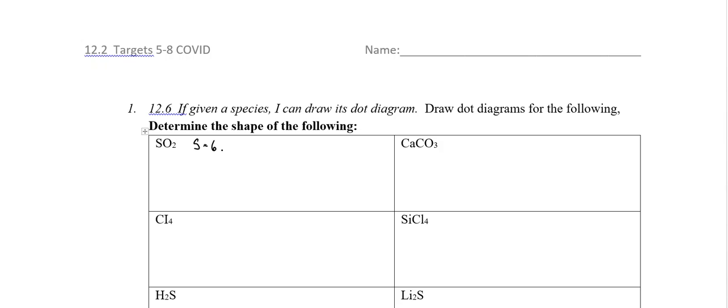Sulfur is in the sixth column. Oxygen is in the sixth column. And there's two of them. 6 times 2 is 18. Sulfur's in the middle. 2, 4, 6, 8, 10, 12, 14, 16, 18. Sulfur still needs 2. One of these oxygens is going to have to supply that 2 with a double bond.